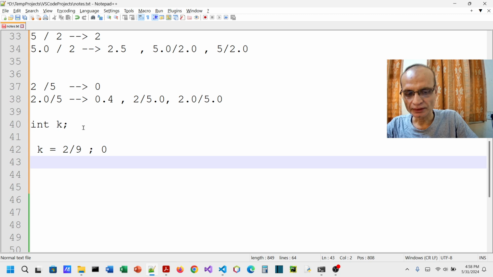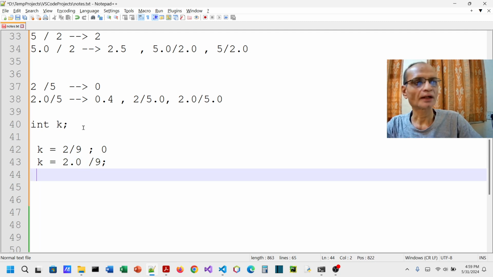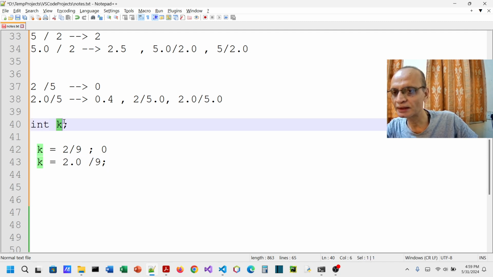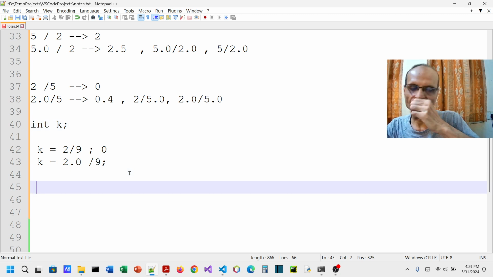Similarly, if I do k is equal to 2.0 divided by 9, then again I am going to get 0. Why? Because though this 9 will be promoted and all that, that is fine, but when it comes to assignment, this k is given as integer. So we will have these various combinations we can study.